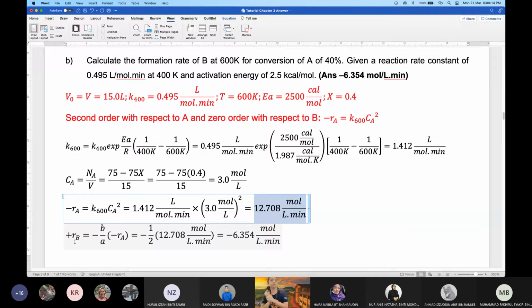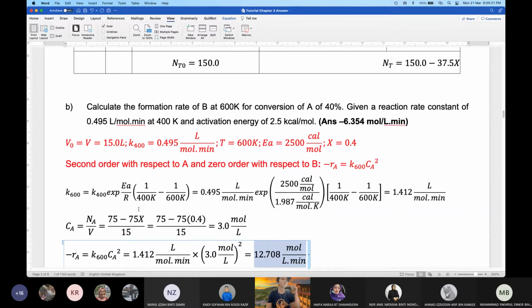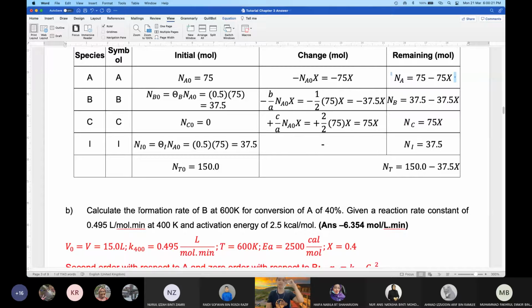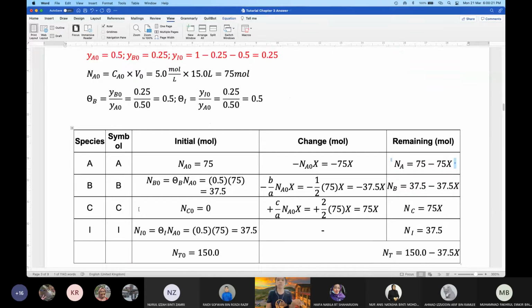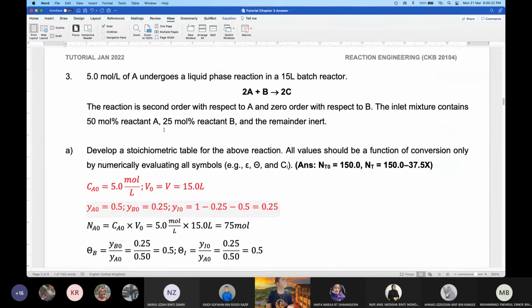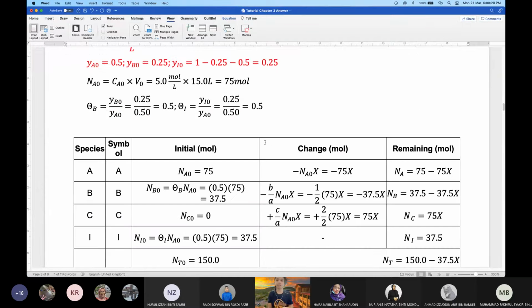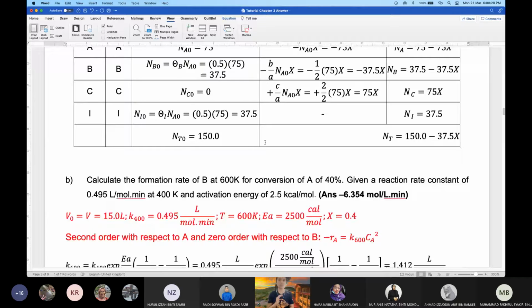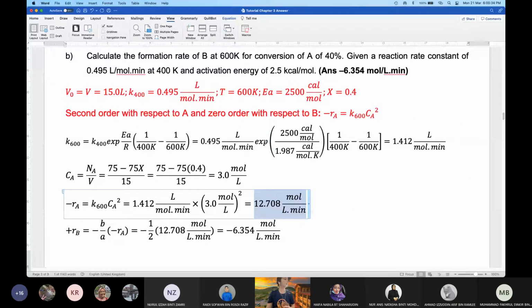So keluarkan balik perkaitan dia. So positive Rb, rate of formation of B. However, in this reaction, B is a reactant. Nak cari rate of formation of B, however, B is a reactant, B disappear. So nak cari kadar pembentukan tetapi B hilang, it doesn't agree to one another. That's why the number has a negative sign in front of it.